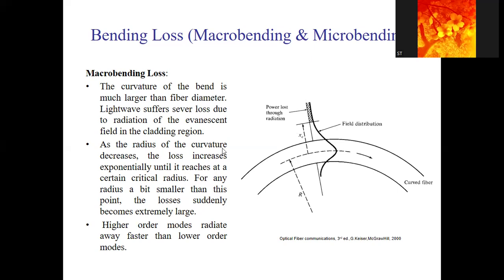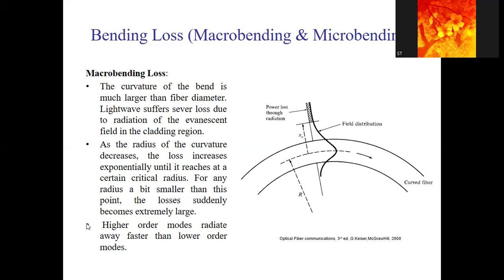As the radius of curvature decreases, the loss increases exponentially and reaches a maximum at a certain critical radius. So basically, when this type of loss occurs, the optical fiber no longer supports total internal reflection for a few rays. There is total internal reflection inside the optical fiber, but for a few rays it is not supported, and a few of the light rays refract and power is lost.